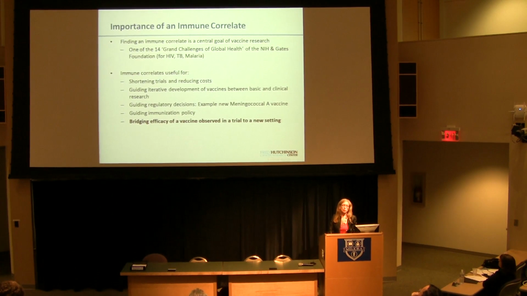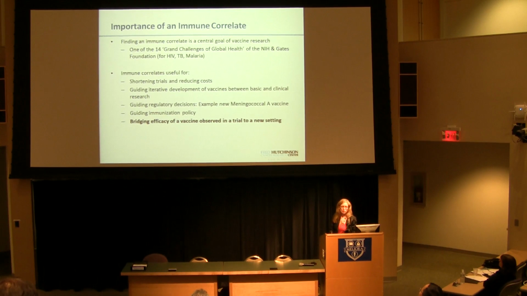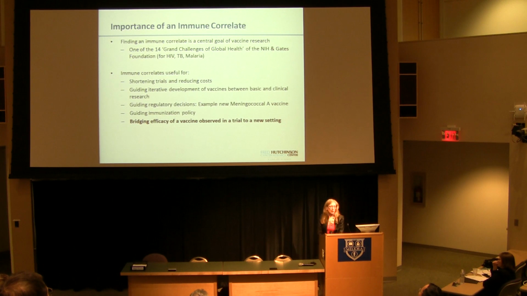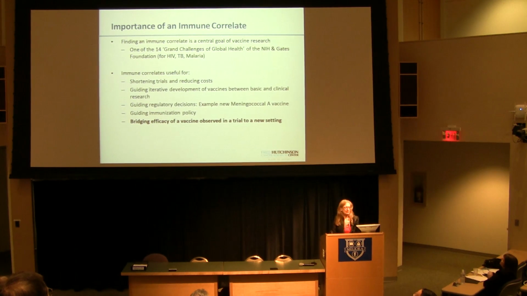So, the importance of immune correlates. Finding an immune correlate is the central goal of vaccine research, and it's also one of the grand challenges in global health from NIH and the Gates Foundation. We've had some nice talks here on HIV and TB, and there was a poster on malaria. Sometimes I would say it's a holy grail, but people pointed out that's maybe not politically correct these days.